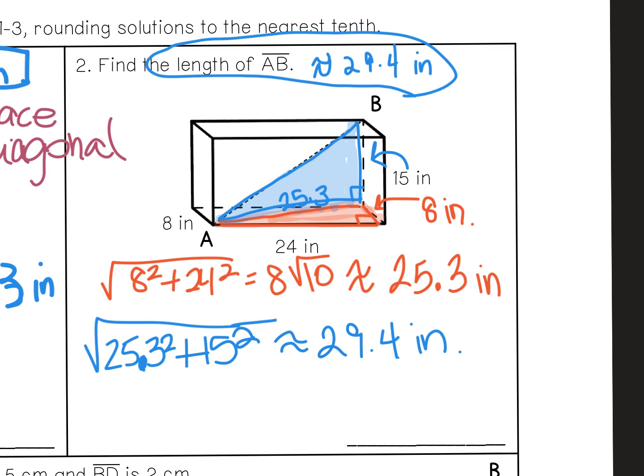And I have a question for you. Could I use the exact amount here to find my space diagonal? And if I did, how different would this answer be? Could I use 8 radical 10 instead of 25 and 3/10 to find my space diagonal? And if I did, how much different would my space diagonal measure be? So give a minute of thought to that.